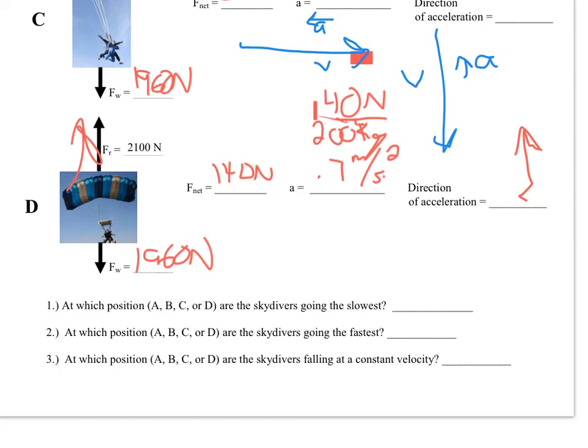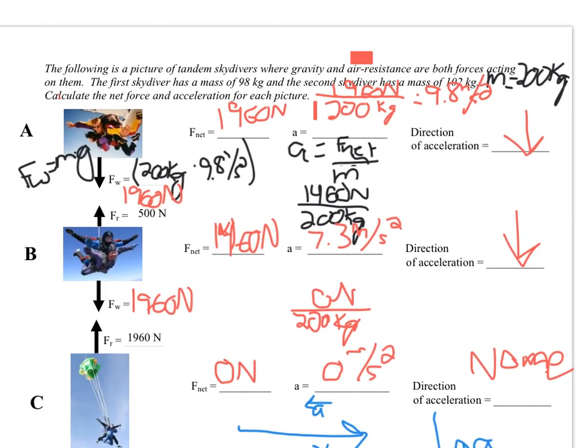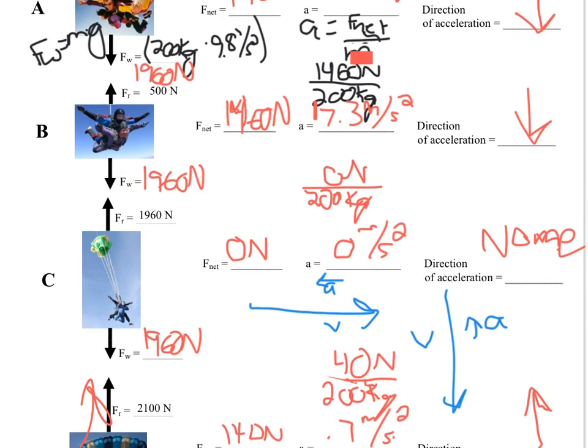So question 1, at which position A, B, C, or D are the skydivers going the slowest? Be careful with this one. We are now talking about speed. We are not talking about acceleration. So we can't go back and look at these problems up here and just simply look at, oh, they had an acceleration of 9.8 and 7.3. That's not when they're going fastest.